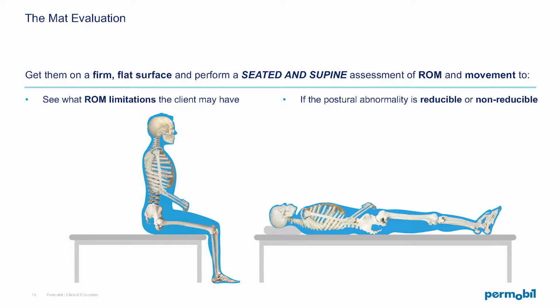We must get the client out of the wheelchair and place them on a firm, flat surface to perform both the seated and the supine evaluations. This way, we're going to be able to get a true picture of what their range of motion limitations are, and then we'll be able to test if that postural abnormality that we observed in the chair is reducible or non-reducible.